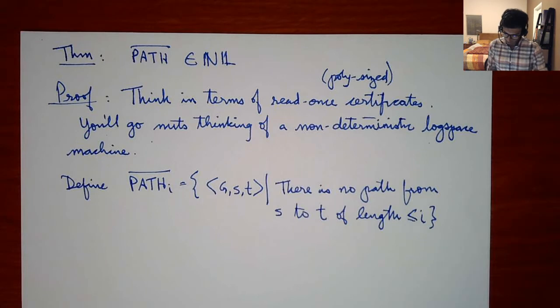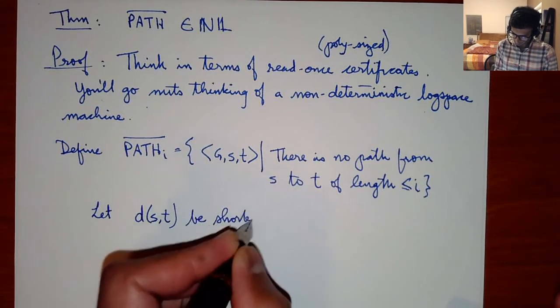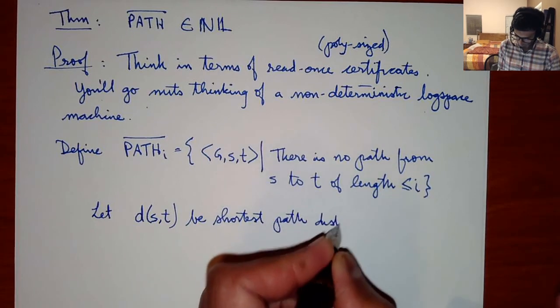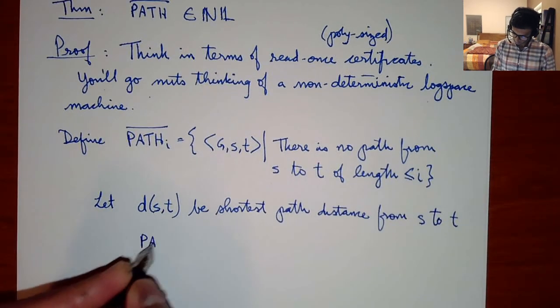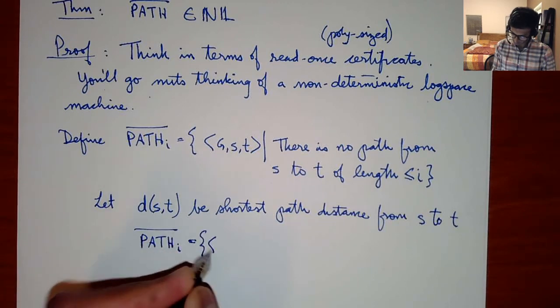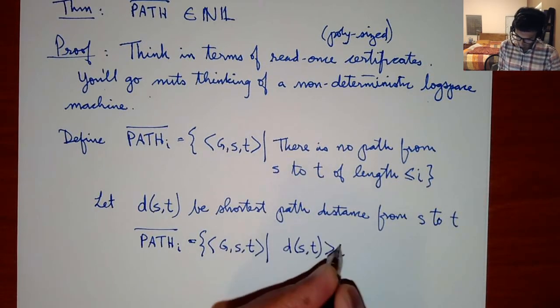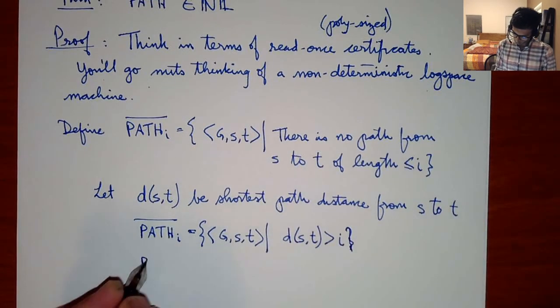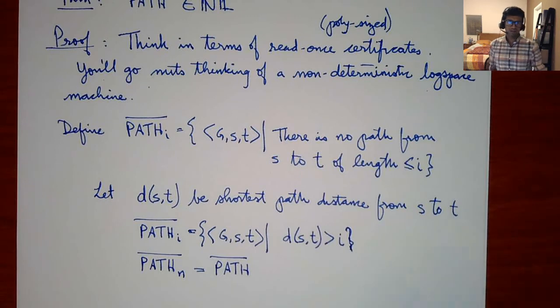Okay. So let dst be the shortest path distance from S to T. So path complement of I is just saying that the shortest path distance is strictly greater than I. And path complement of n is the same as path complement, because if the shortest path distance is more than n minus 1, then obviously there cannot exist a path.